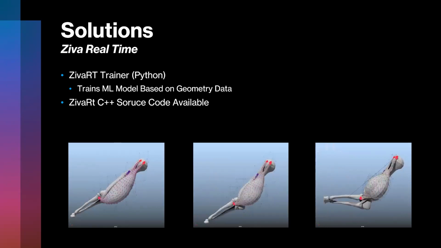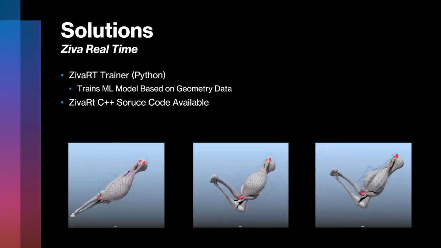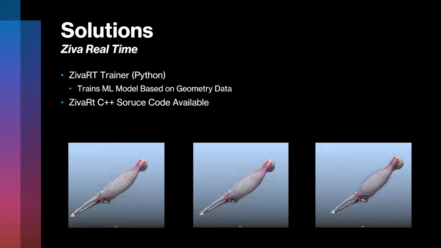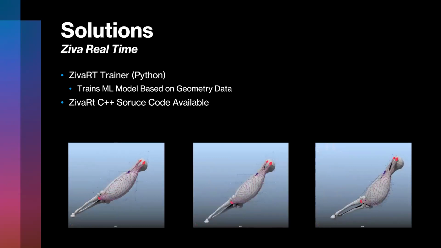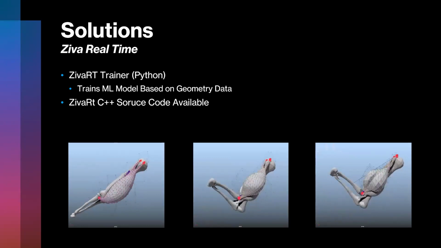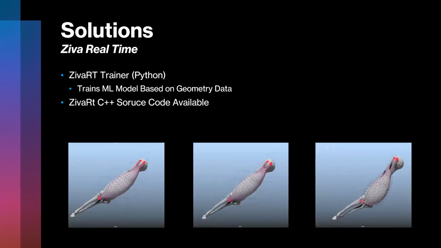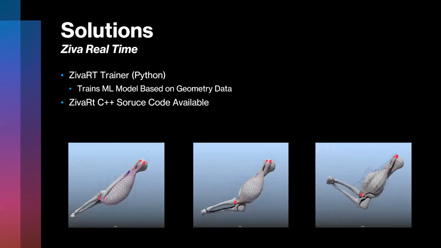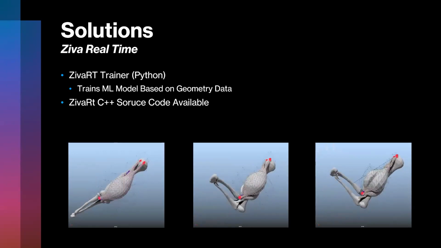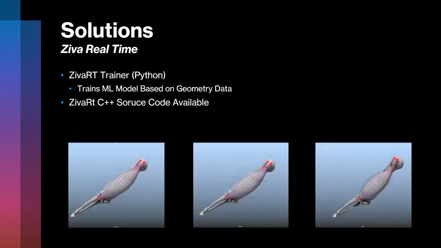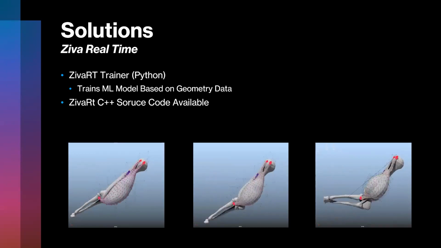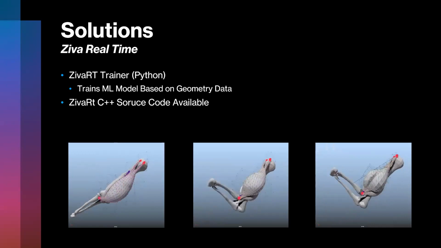That software creates the deformations that are not in real time, and then they get taken into the Ziva RT trainer, the deformation that's not in real time, plus the one that would be shown in real time. And that generates a model, a machine learning model that is trained to take the whole range of motion and generate the appropriate deformation based on where the bone is, right? So this is one of the solutions.